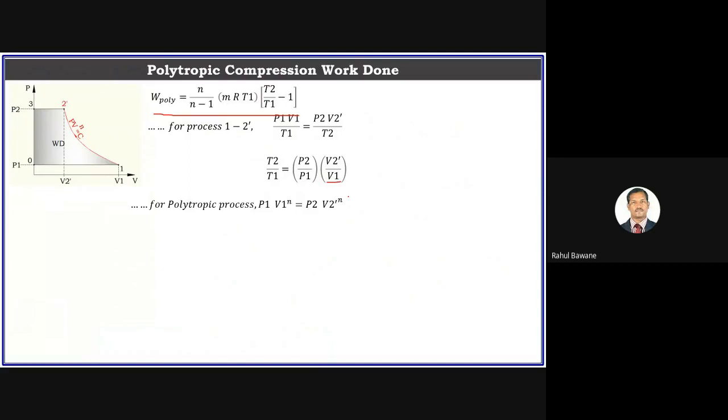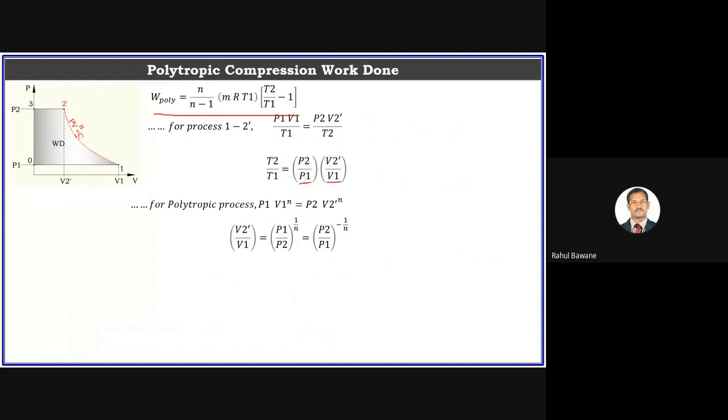So the second relation: we know that for polytropic compression, P1 V1 raised to the power n must be equal to P2 V2 dash raised to the power n. Rearranging this, (V2 dash upon V1) raised to the power n is equal to P1 upon P2. If I shift this power n to the pressure ratio, it becomes 1 upon n. So V2 dash upon V1 will be equal to (P1 upon P2) raised to the power 1 upon n.